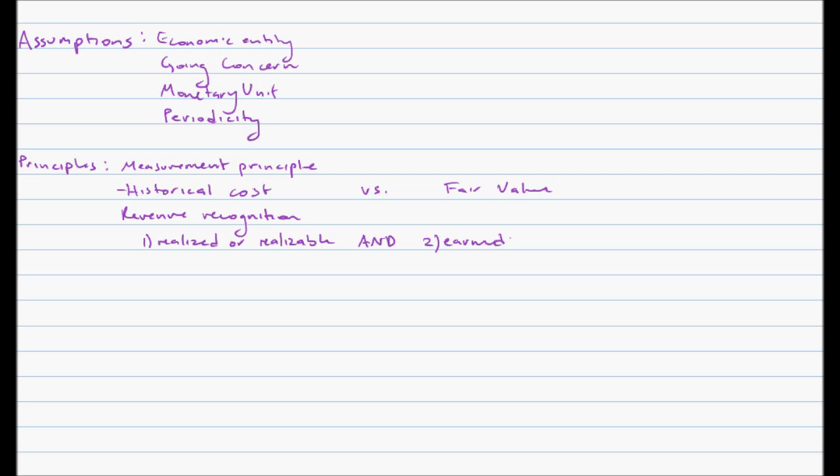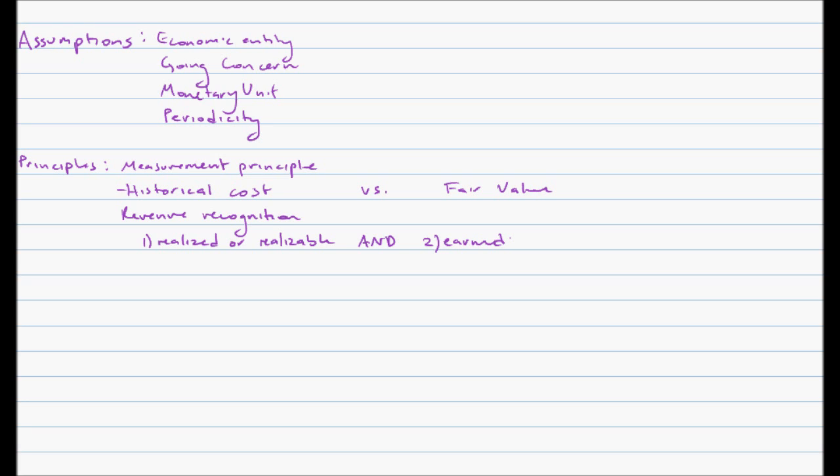Revenue is realized when products are exchanged for cash or claims to cash. So if we sell our piece of land for cash, then we've realized revenue. If we sell it on credit, and we ask that our customer pays within 30 days, then that would be a claim to cash, and we would also have realized revenue.